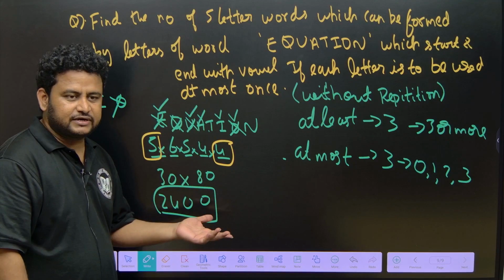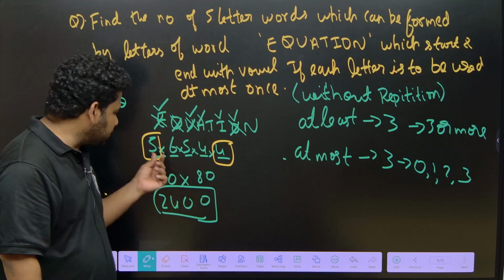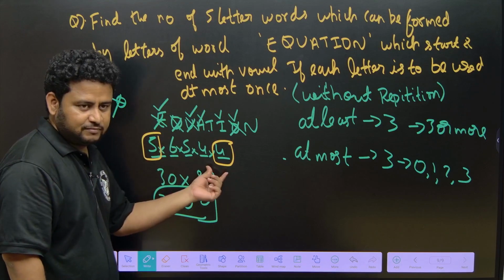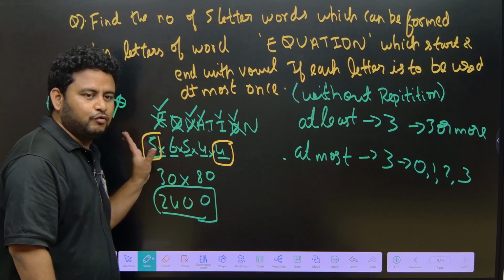Otherwise, what I could have written? 8 into 8 into 8. Here also I could have written 5 and 5, because not 8, because out of 5 ovals.